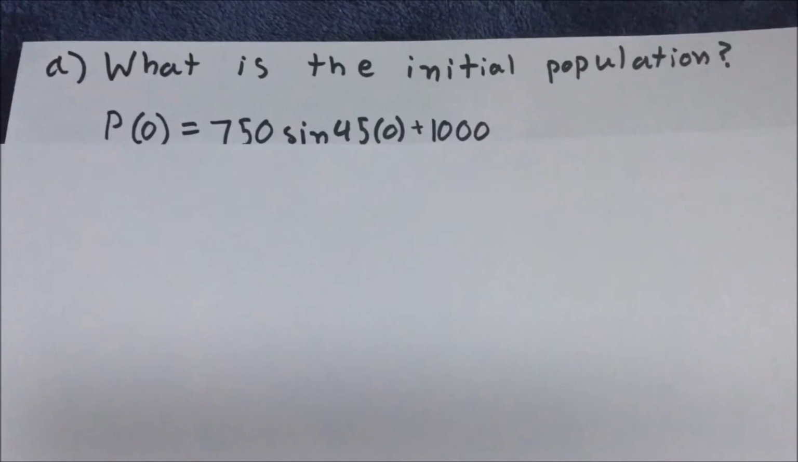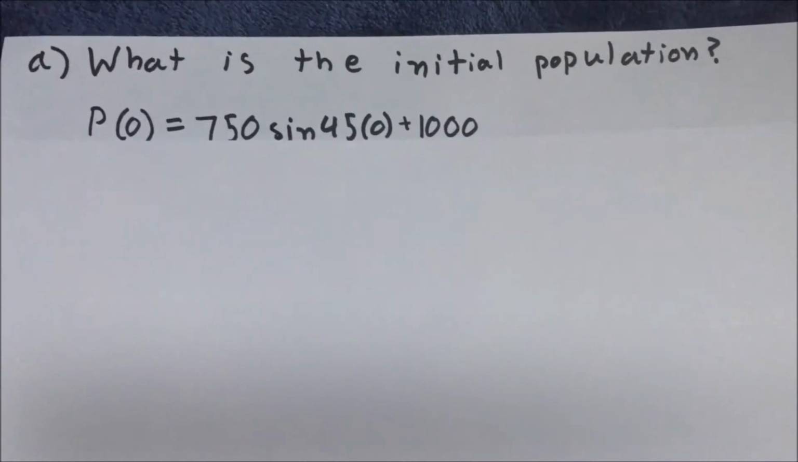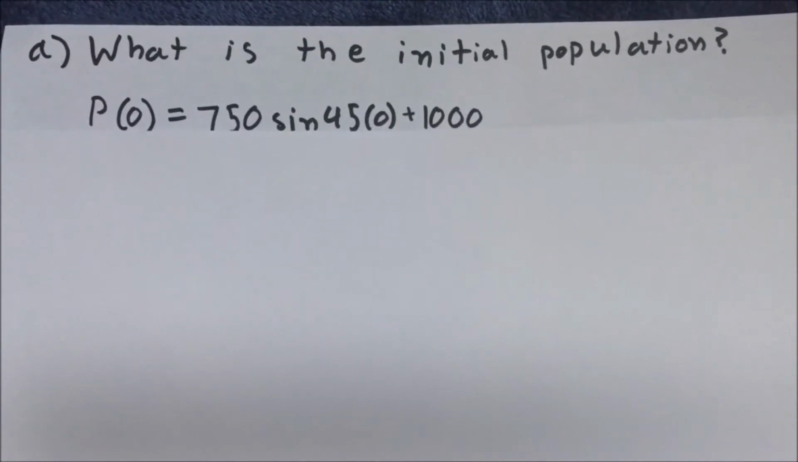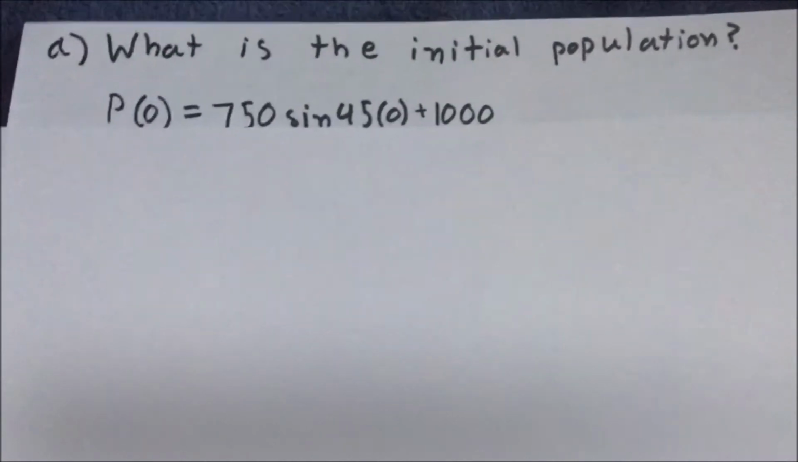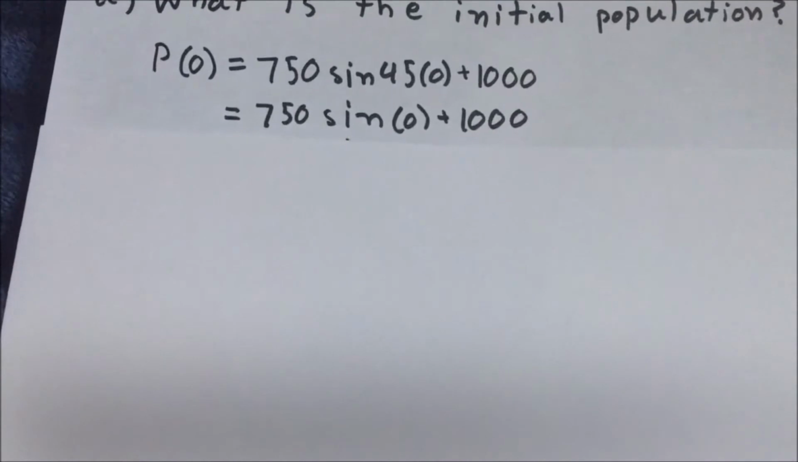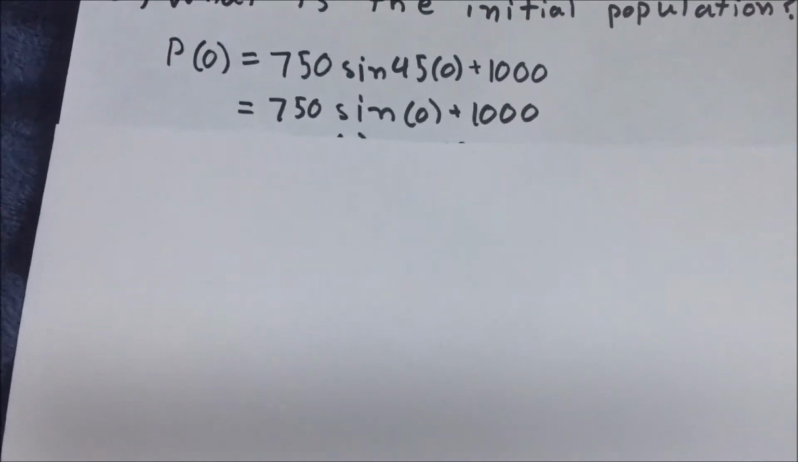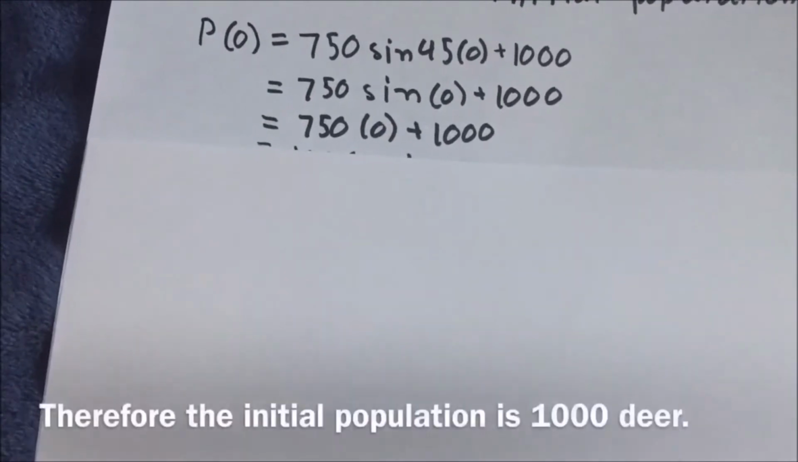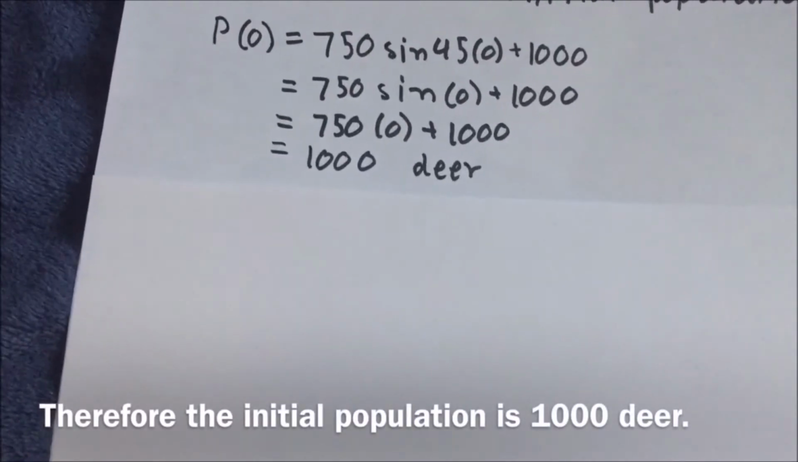The first thing we've been asked to find is the initial population of the deer. For this, we just need to sub 0 for t in the equation to get the initial population since no years have passed. So 45 times 0 gives us 0. Sine of 0 is also 0. So we're left with 750 times 0 plus 1000, which is 0 plus 1000, which means we get 1000 deer.